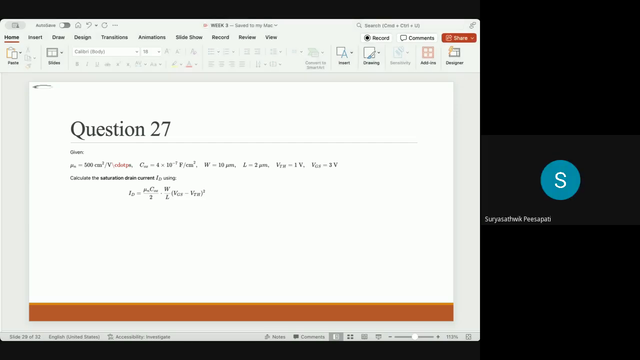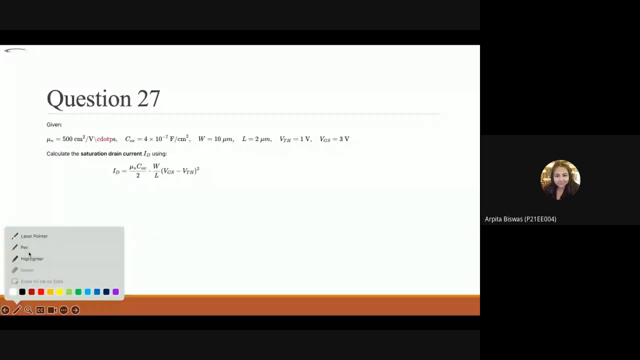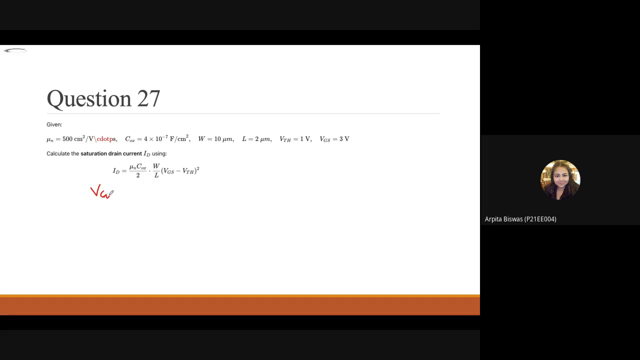Can you explain it once? Yes, I'm going to solve it. See, at first, tell me what is the value of VGS minus VTH? It is 2 volt. VGS minus VTH equal to 2 volt. So, what is the value of W by L? W by L is 5, right? Yes, ma'am.